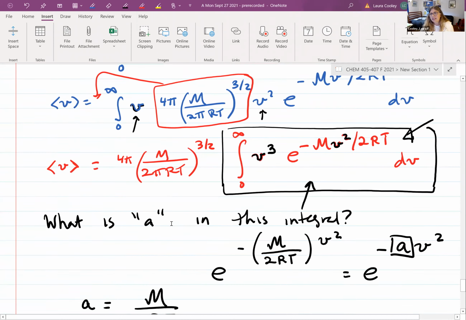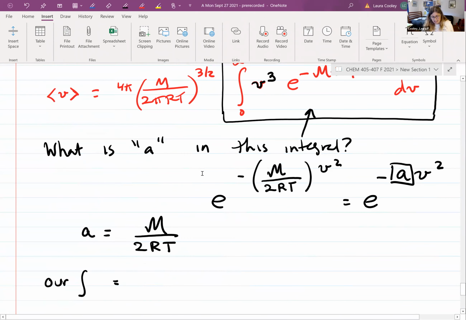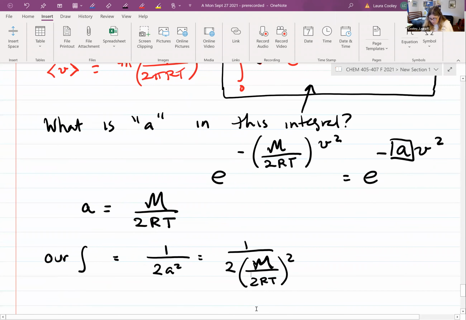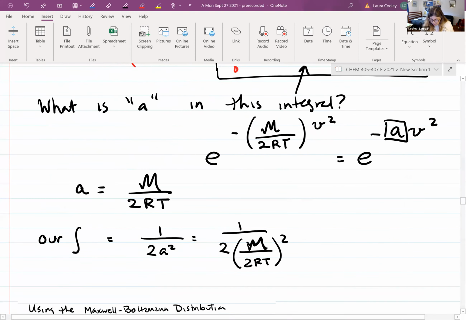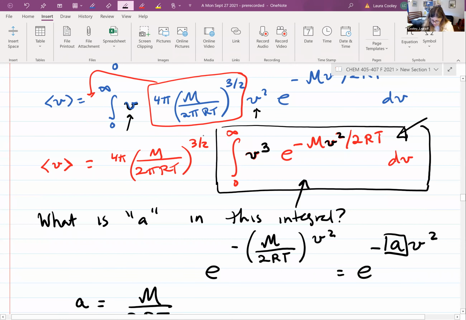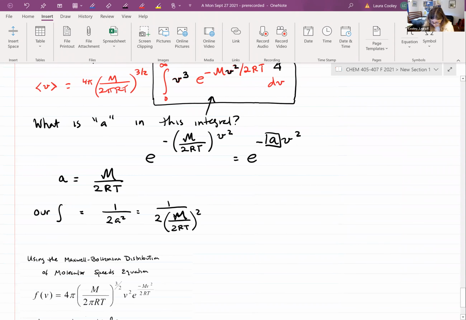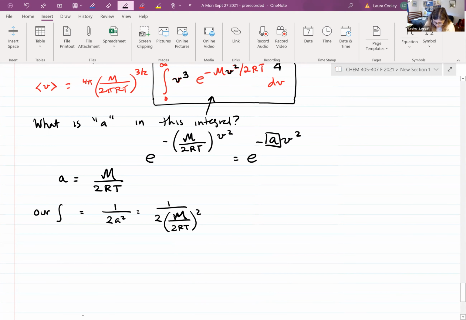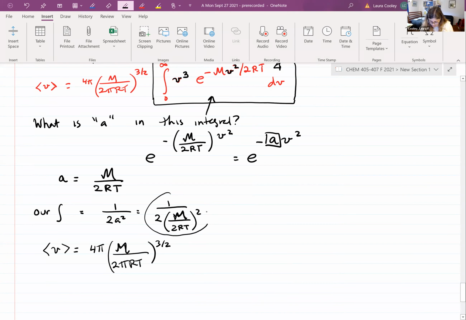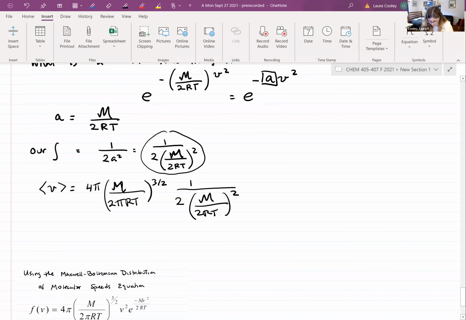is going to be 1 over 2A squared. Can't have an X. Our integral is going to be 1 over 2A squared, or 1 over 2 times M over 2RT squared. Okay, so if you put it all together, you'll have your constants. Don't forget, we still have these constants here. So our integral, our V, is 4 pi M over 2 pi RT to the 3/2 times 1 over 2A squared, 1 over 2 times M over 2RT squared. Okay, that's what it is.